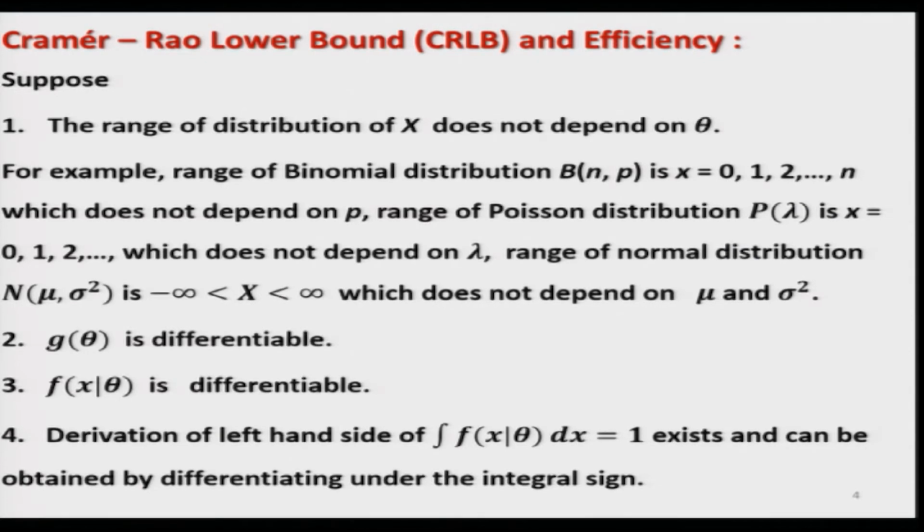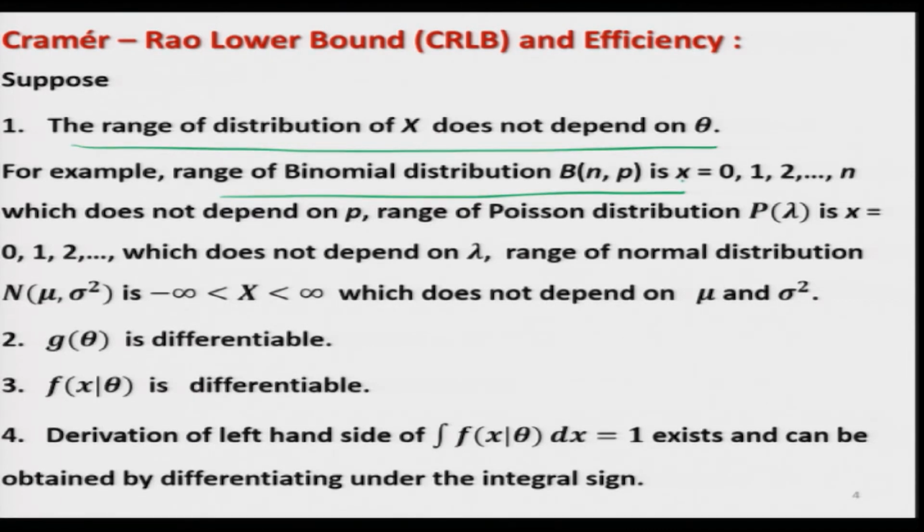So, the first assumption is that the range of the distribution of x does not depend on theta. That is very simple. For example, if you look at the range of the binomial distribution, binomial(n, p), x takes values 0, 1, 2 up to n, which does not depend on p.